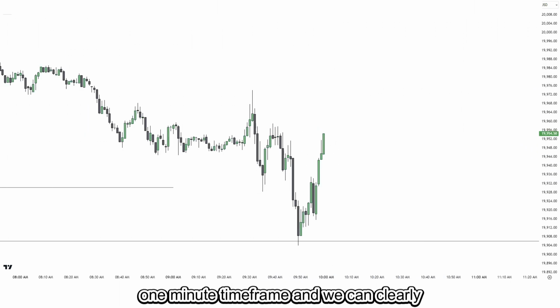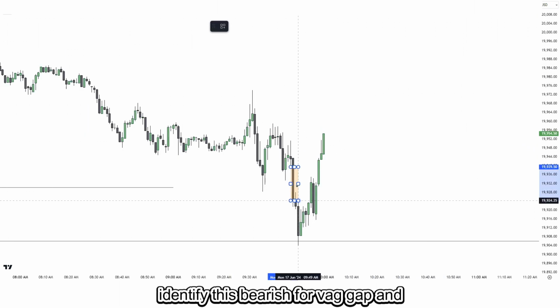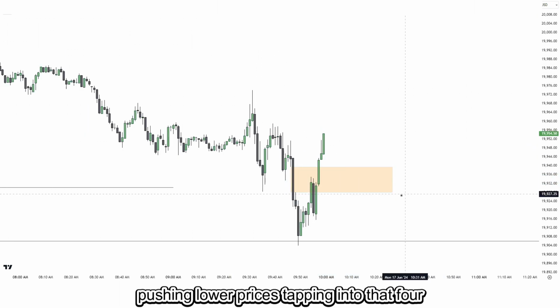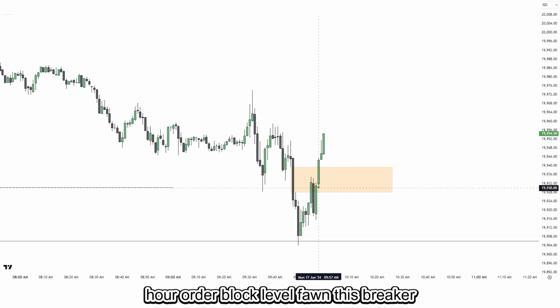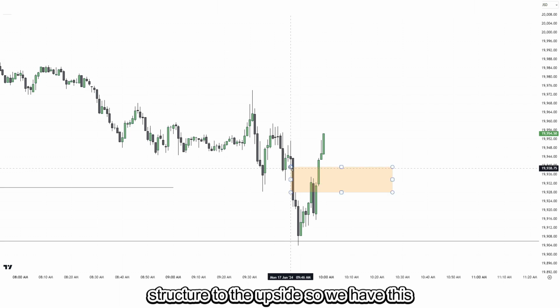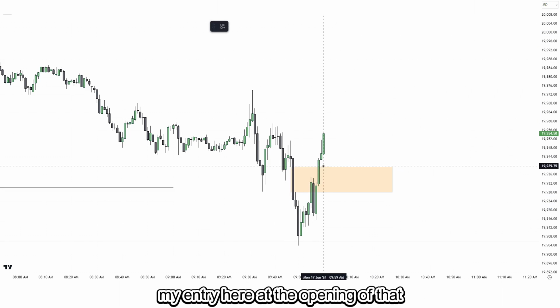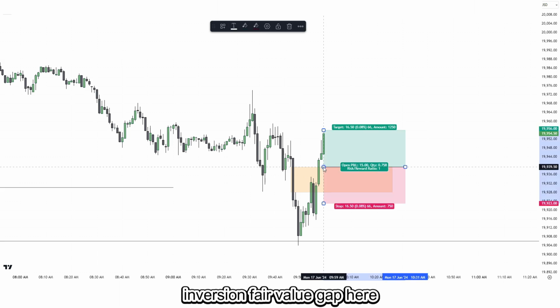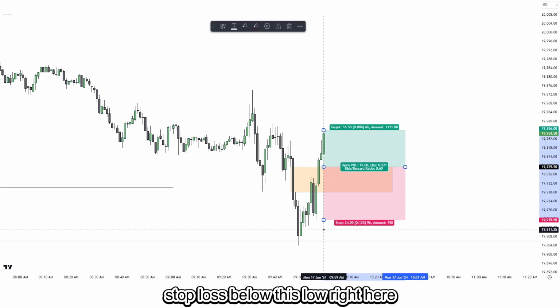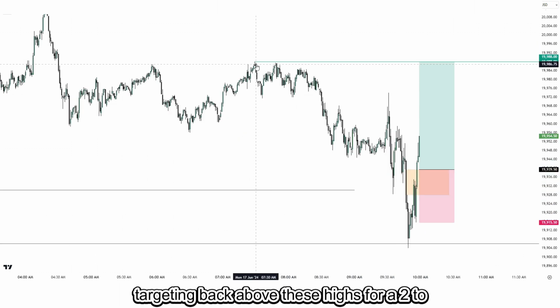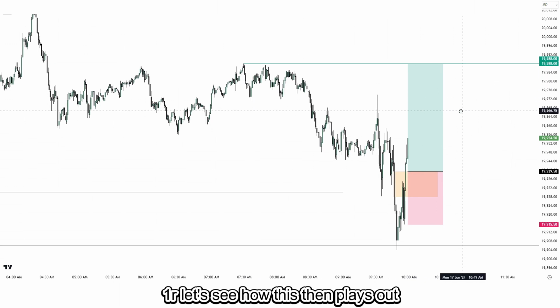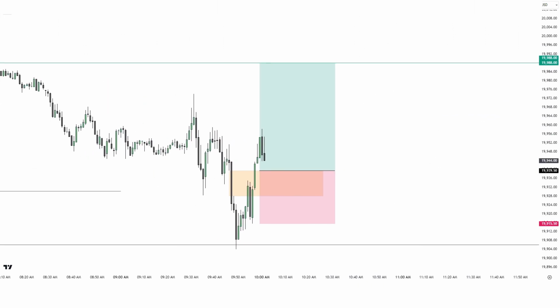Now we're down on the 1 minute time frame, and we can clearly identify this bearish fair value gap, pushing lower prices, tapping into that 4-hour order block level, following this breaker structure to the upside. So we have this inversion fair value gap here. I want to put my entry here at the opening of that inversion fair value gap. Stop loss below this low right here, targeting back above these highs for a 2-to-1 R. Let's see how this then plays out.